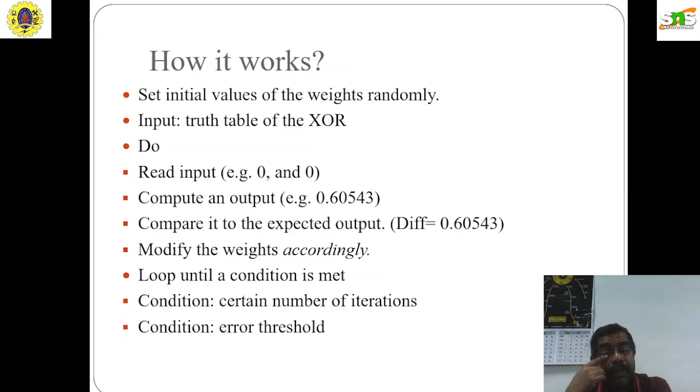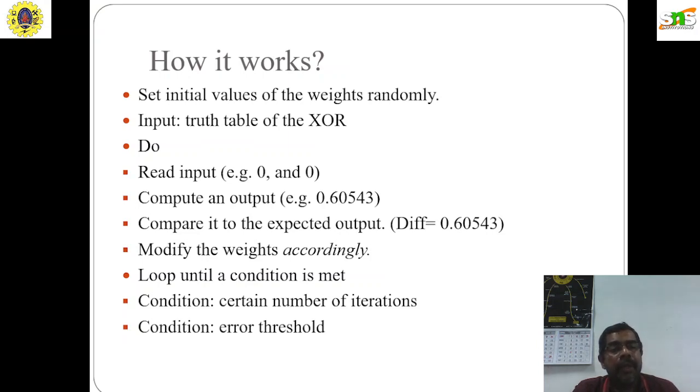So now we have to see how it works. Set the initial values of the weights randomly. Since we can't fix the weight for each and every input, we have to assign them randomly, and the truth table of XOR has to be given. Then this is the protocol we have to follow: read the input, for example 0 and any other.